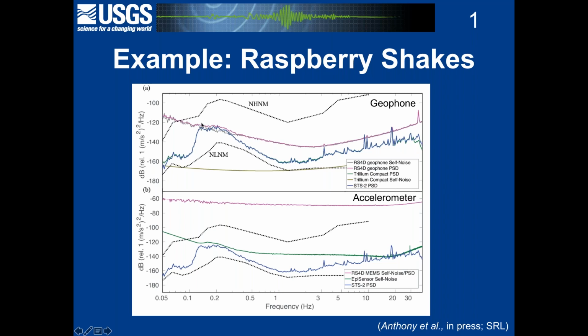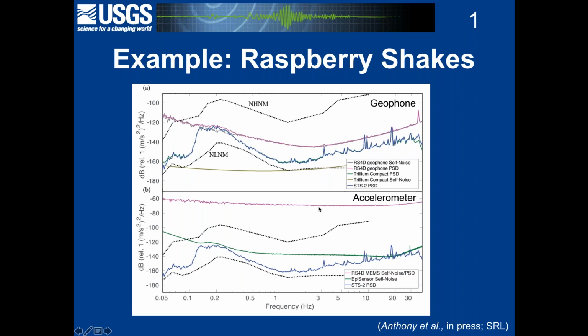Here's the secondary microseism band right here. The Raspberry Shake can barely see it, but you see that it's still a little bit higher than the STS-2 and the Trillium Compact. And what's going on there is that the Raspberry Shake is seeing both a contribution from the self-noise of the instrument and actual ground motion, so you have an artificially too high signal here. And since the self-noise levels of the Trillium Compact and the STS-2 are so much lower, they record almost identical power spectral densities throughout this entire range.